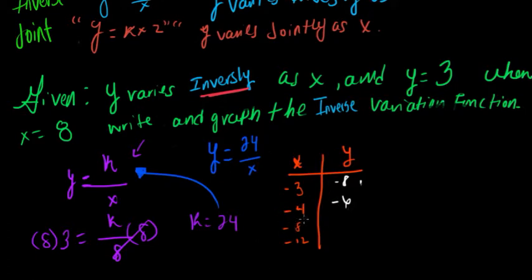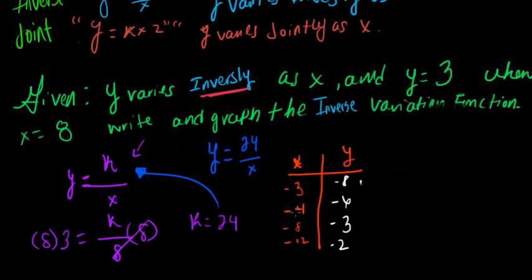Perfect. Now let's do -8. When x is equal to -8, what is y equal to? Well, 24 divided by -8 gives you a -3. Okay? Now what happens when x is equal to -12? 24 divided by -12 will give me a -2.